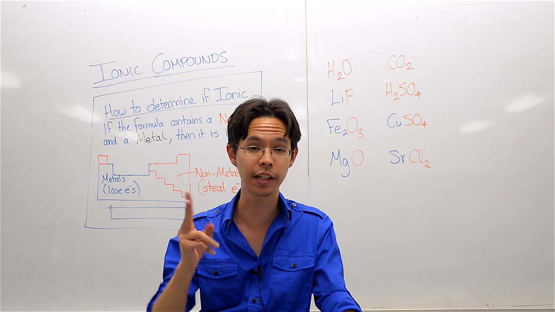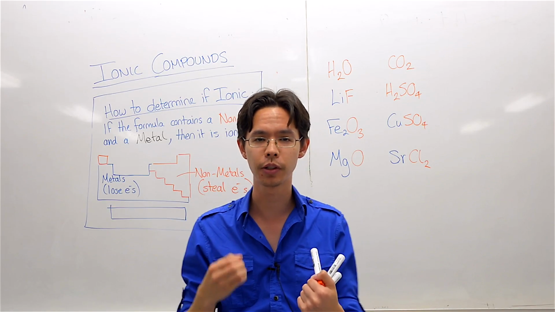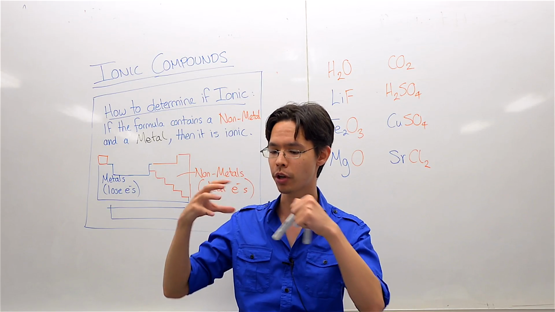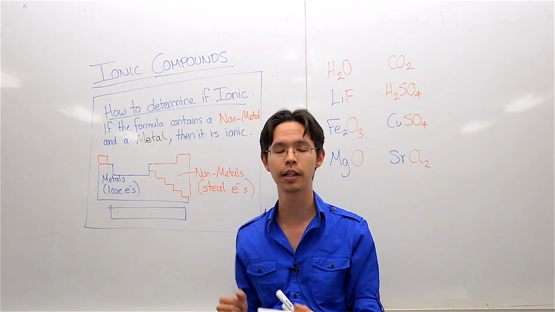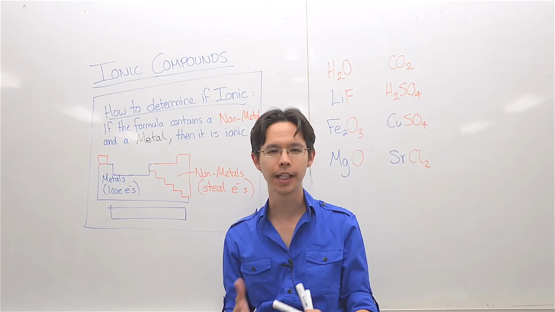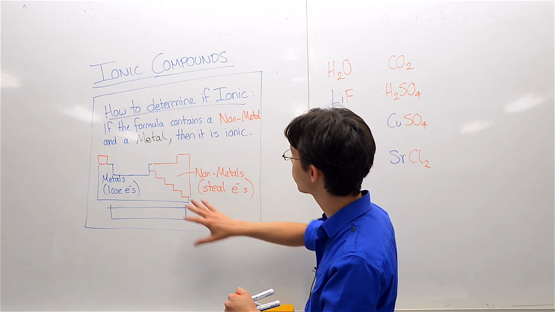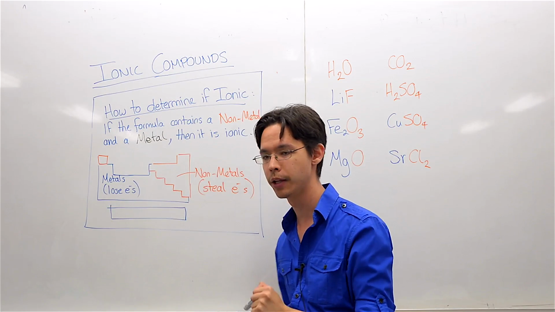Welcome back. This is the second video in the ionic bonding video series, and in this video I'm going to tell you all about how you can tell if your compound is an ionic compound or not, just by looking at the ionic formula. Okay, let's get started. In this part of the board, I've got how to determine if your compound is an ionic compound or not.